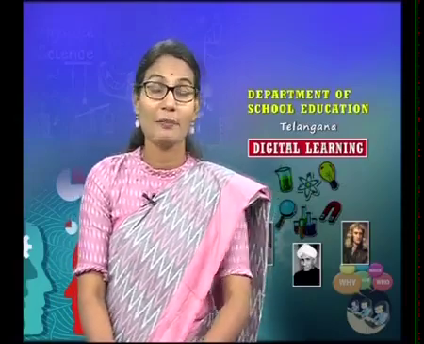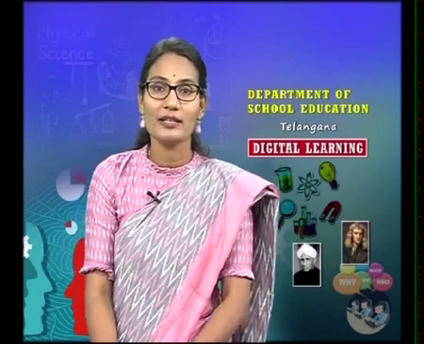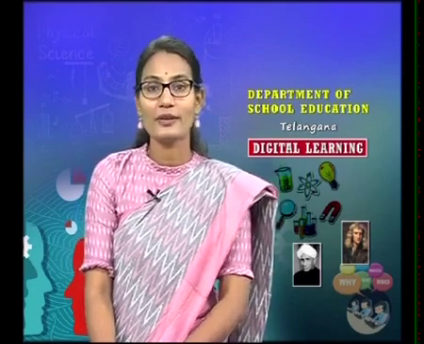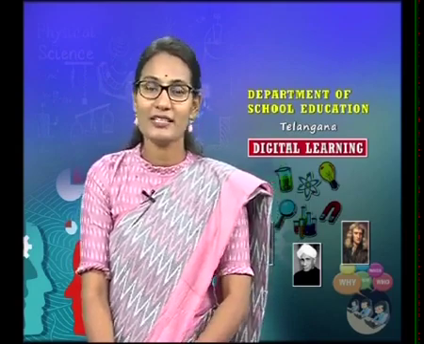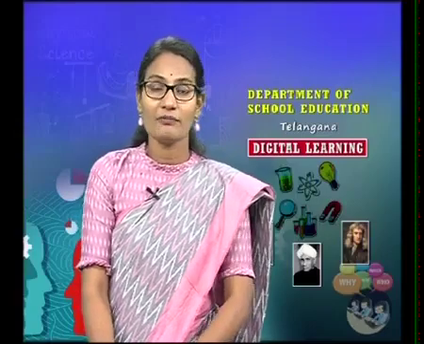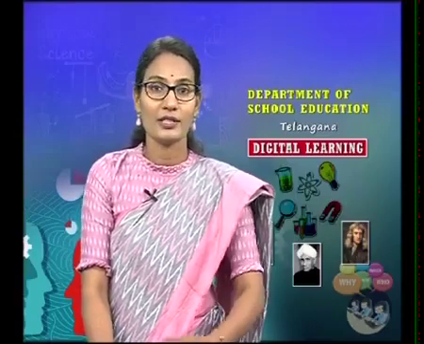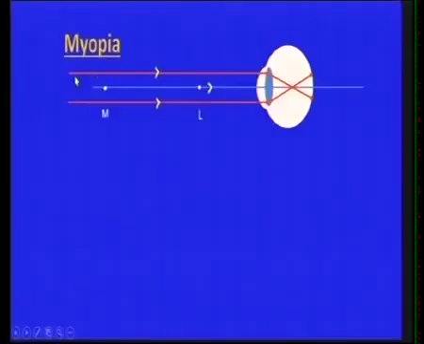For these people, the maximum focal length of the eye lens is less than 2.5 centimeters. For better understanding, observe this ray diagram. With the help of the ray diagram, we can understand myopia. Whenever the object is at a longer distance, the light rays come parallel to the principal axis and are incident on the eye lens, and the focal length is less than 2.5 centimeters. The maximum focal length is less than 2.5 centimeters.